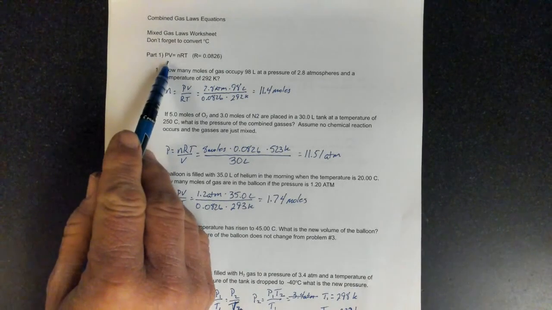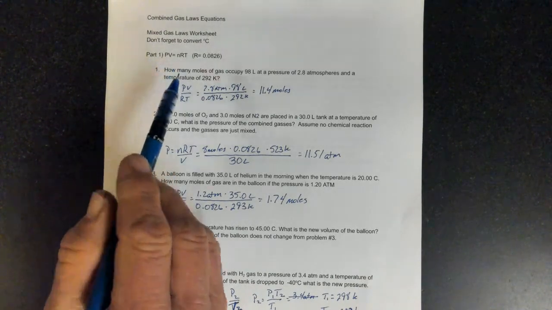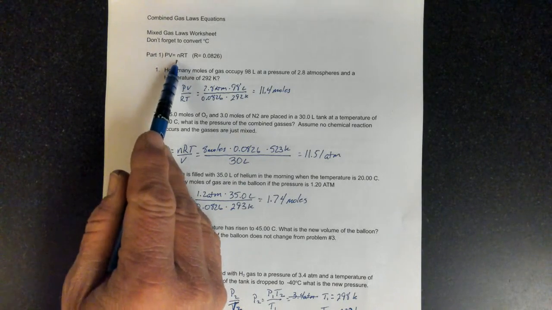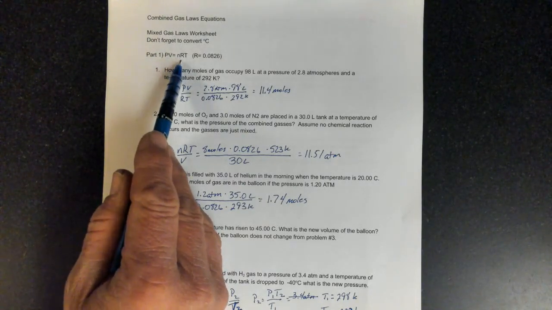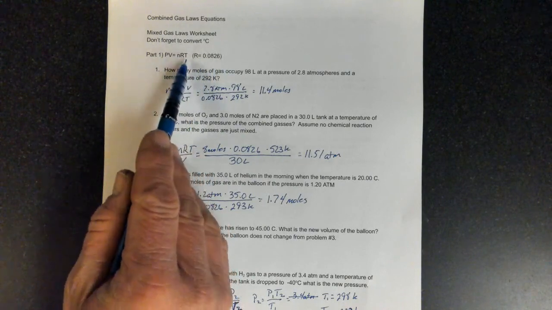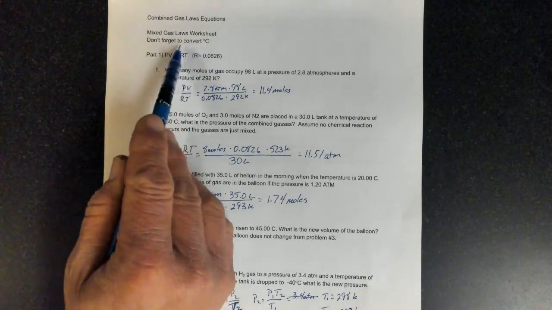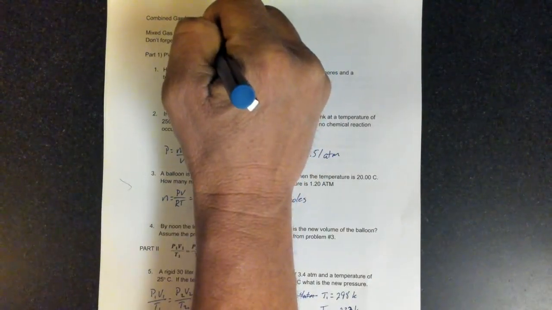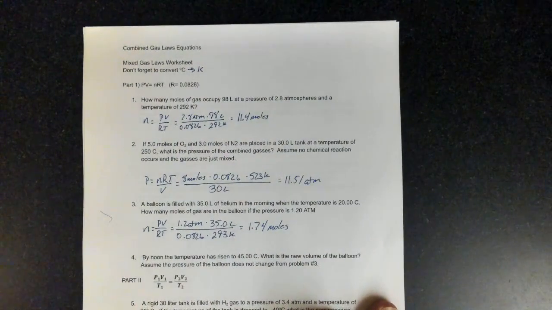This is our first equation, PV equals nRT, where P is pressure, V is volume, n is the number of moles, R is the gas law constant right here, and T is the temperature. Always convert it to Kelvin. So convert C to Kelvin. Make sure that you guys are doing that.